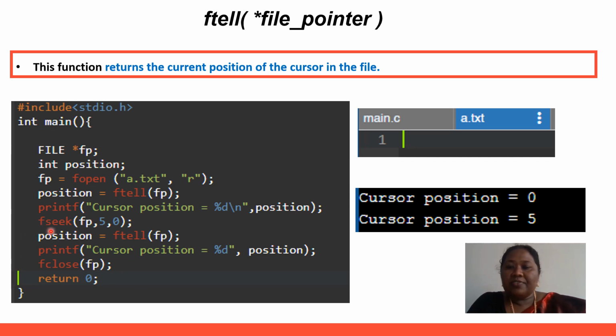Another function is called fseek. It moves the cursor to a particular location that you mention. For example, on the file pointer, you move from position 0 to position 5. When you print ftell, it says the cursor is at the position that fseek moved it to, so position 5 it will go to and print. That is the use of the ftell and fseek functions.